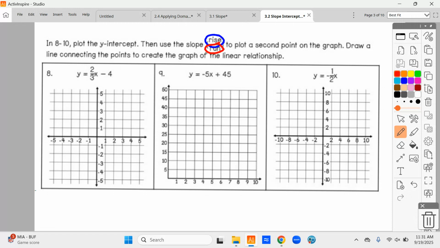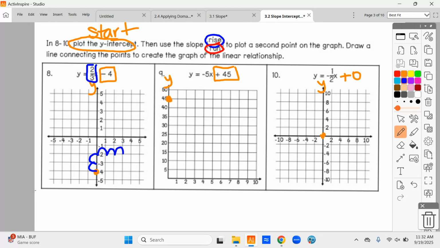So we always start on our y-intercept. Okay, plot the y-intercept. This is our starting point. So we are going to start on -4. We are going to start on +45. And this number 10 does not have a constant, so we would start on the origin, 0. That is where it crosses the y-axis. Remember, y goes up and down. And then we're going to use our slope, and we're going to go up 1, 2, over 3. 1, 2, 3. And that's our second point. And we can graph our line from there.